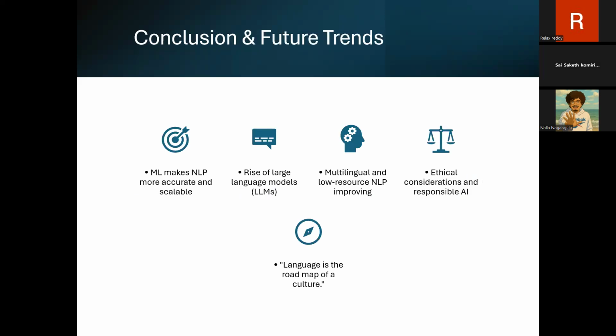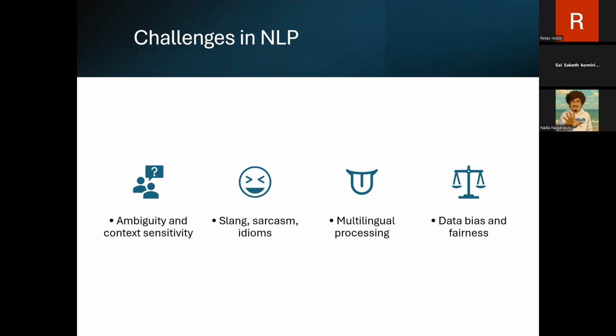So we have some challenges in NLP. Despite all the progress, NLP still faces several key challenges. One of them is that ambiguity is a major issue. Take the word bank. It could mean a river bank or a financial institution, so context is crucial, and even humans sometimes misunderstand. Sarcasm and emotions are hard to detect.